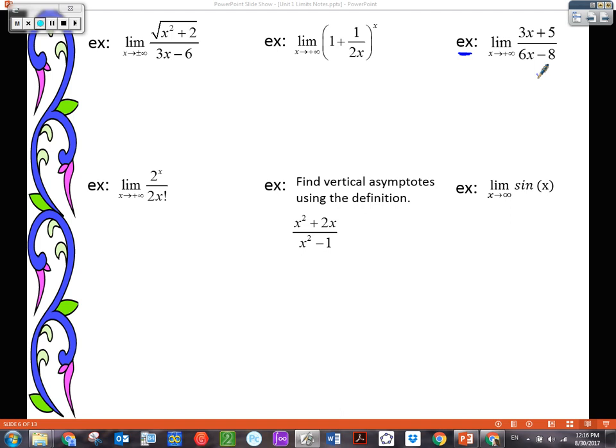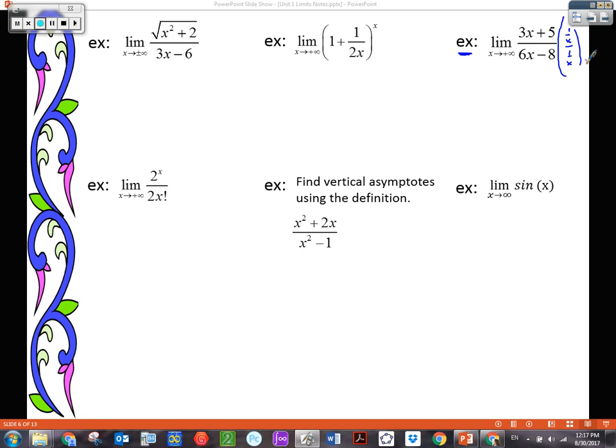All right, so you may or may not remember. Maybe you did this in pre-cal. I'm hoping you probably did. What is an algebraic way that we could solve this? We would multiply by 1 over the greatest power over 1 over the greatest power. So this is algebraically what we would do.